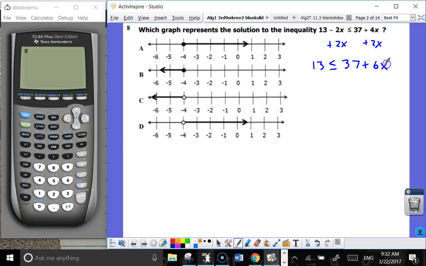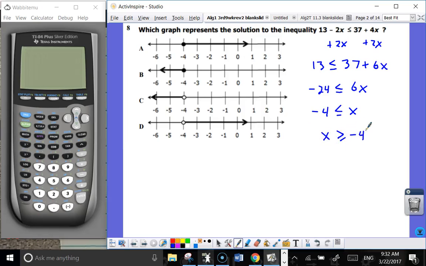Now that's a two-step inequality. What are the last two steps to solve? Subtract 37 and divide by 6. So what is 13 minus 37? Negative 24 is less than or equal to 6x. Divide by 6. Negative 4 is less than or equal to x, which if it helps, you could write as x is greater than or equal to negative 4.